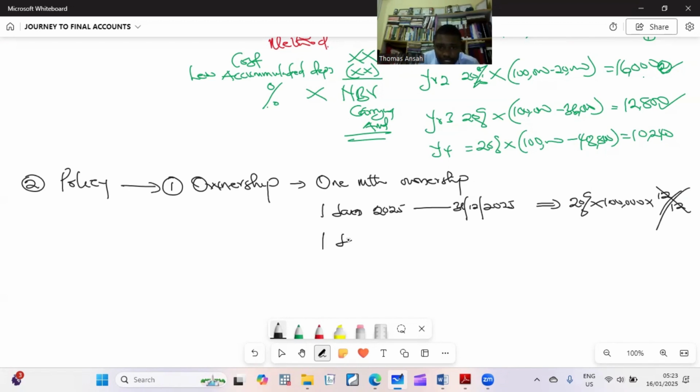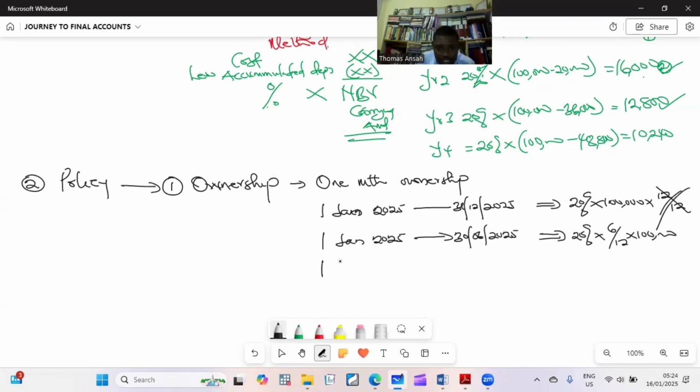Now, what if I bought the asset on 1st January 2025, I own it, and by 30th June, I have sold the asset? When you sell something, please, you don't own it anymore. And so in this case, how many months will you do it? It would have been 20% multiplied by 6 over 12, then by the 100,000, or 20% of 100,000 multiplied by 6 over 12, because you only own it for how many months? 6 months. So take note of that.